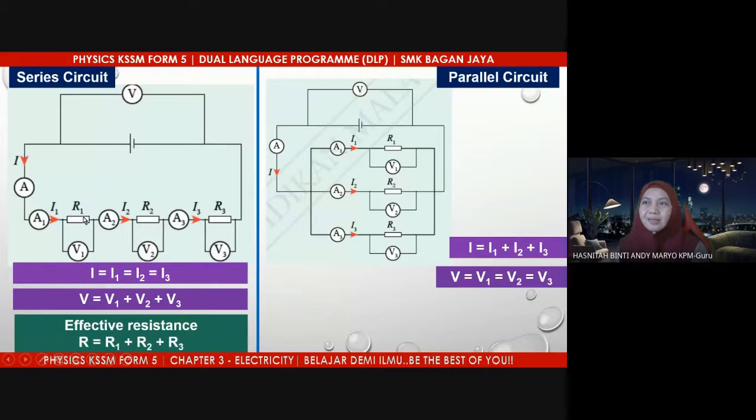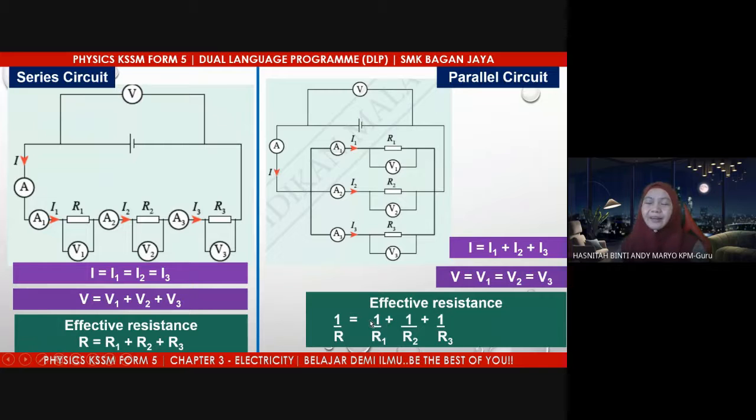And for the resistance, effective resistance means the total resistance in the circuit. R will be the resistance in the first conductor plus the resistance in the second conductor plus the resistance in the third conductor for series. Okay. And for parallel circuit, this is how we find the effective resistance. Reciprocal of R equal to reciprocal of R1 plus reciprocal of R2 plus reciprocal of R3. Reciprocal itu 1 over R lah, kita panggil dia reciprocal in mathematics. Okay, so ini formula. Ini formula kena ingat.